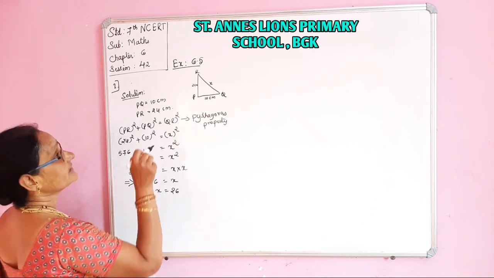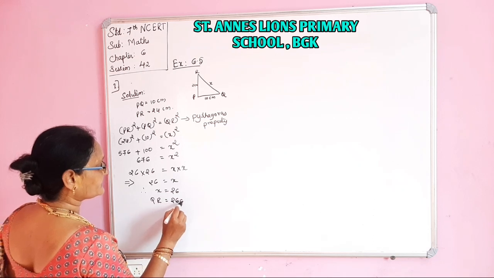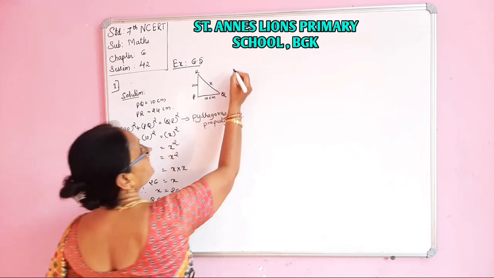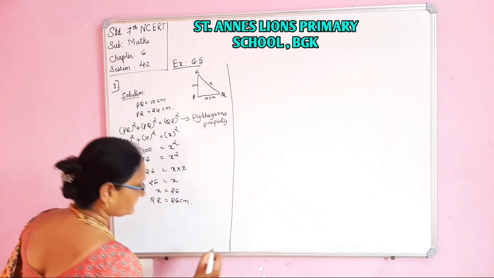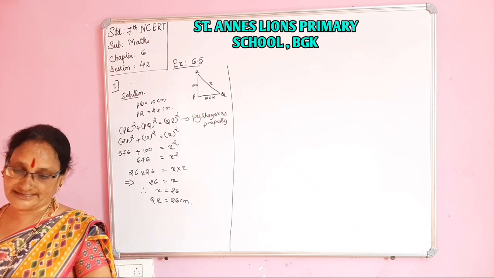Here what is x? X is nothing but QR. QR is equal to 26 centimeter. This is the method of finding the hypotenuse. Now we found out the hypotenuse of the given right angle triangle.